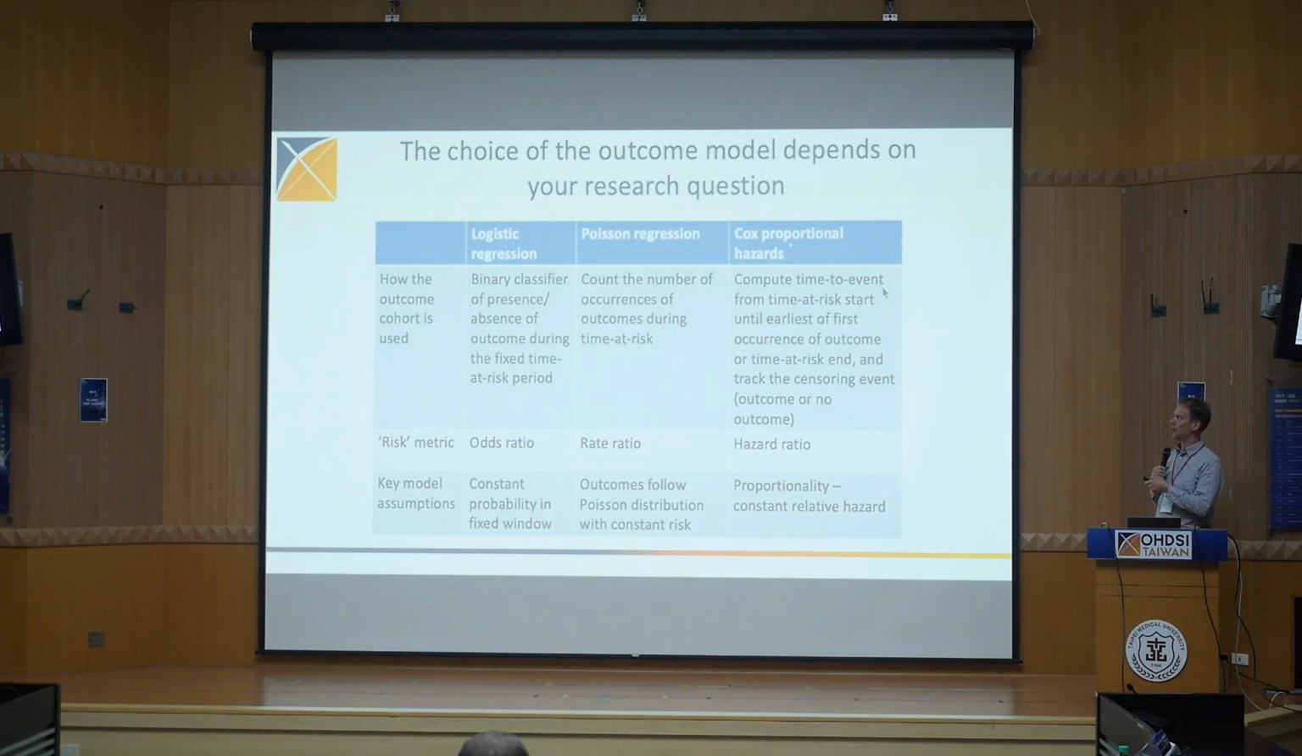And then the most common thing to do is a Cox proportional hazard model. This looks at the time to event. Was the time to event shorter in the target cohort compared to the comparator cohort? That produces a hazard ratio.